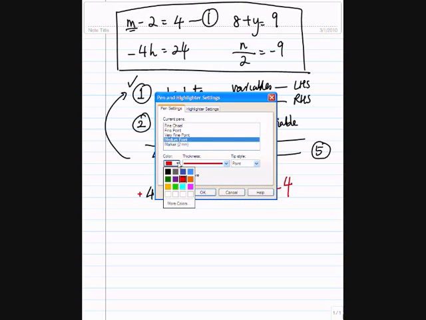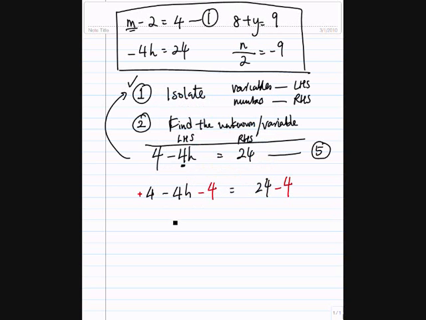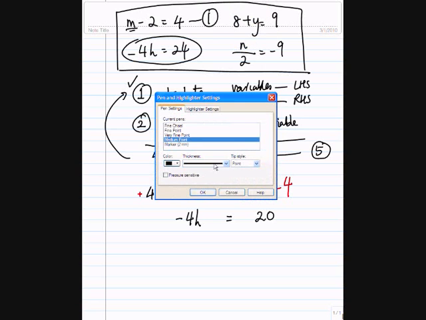So now, on the left hand side, 4 minus 4 gives you 0. We are left with minus 4h equals 20. Now this equation, minus 4h equals 20, looks similar to this equation here. So how do we solve for h? What do we need to do? We are just one more step away from getting the solution.